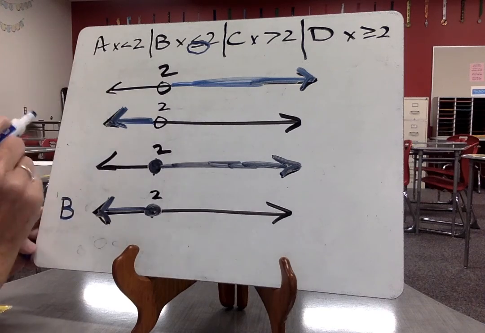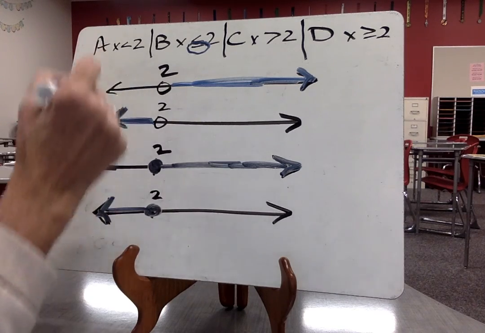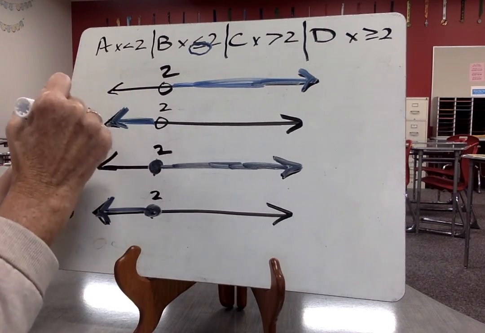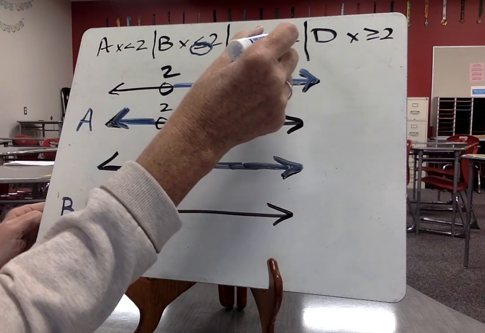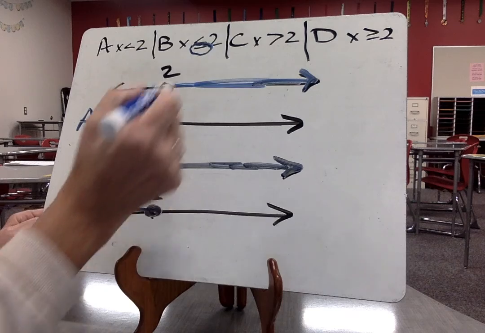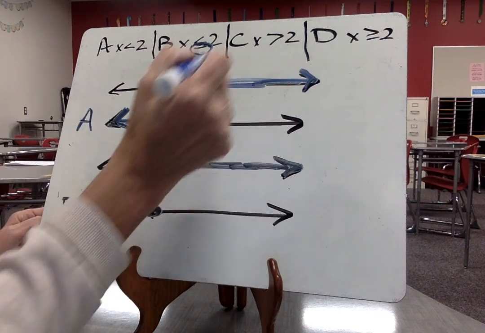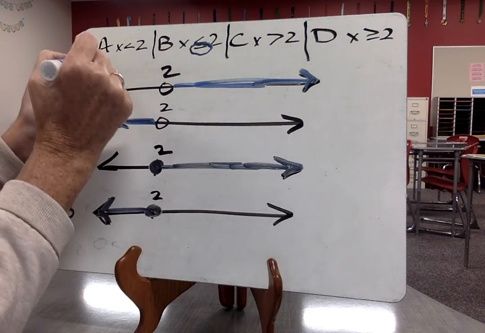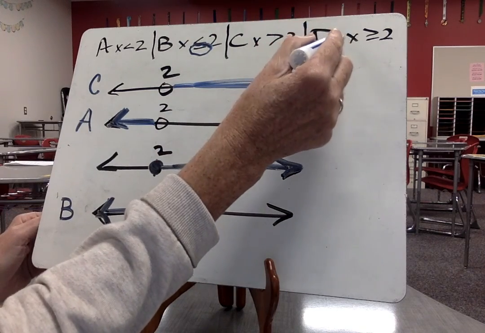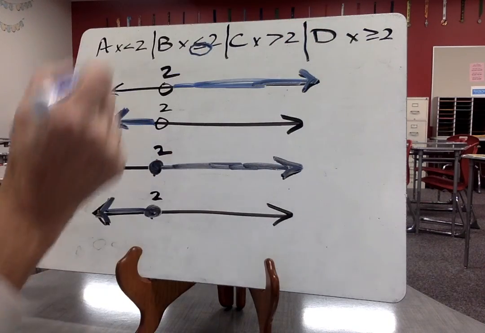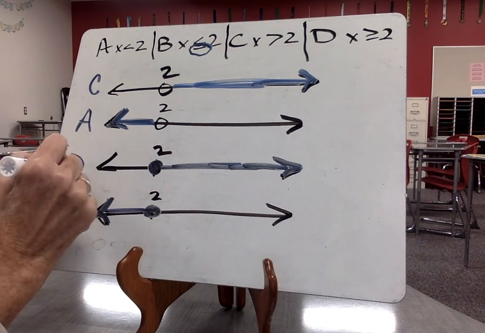Okay, x is less than 2. There's less ink, so it's an open dot, and it would be that one right there. Okay, C, x is greater than 2. Open dot, there's less ink, so it's got to be an open dot, and this one is going to be C. And this one, D, x is greater than or equal to 2, has to be this one.